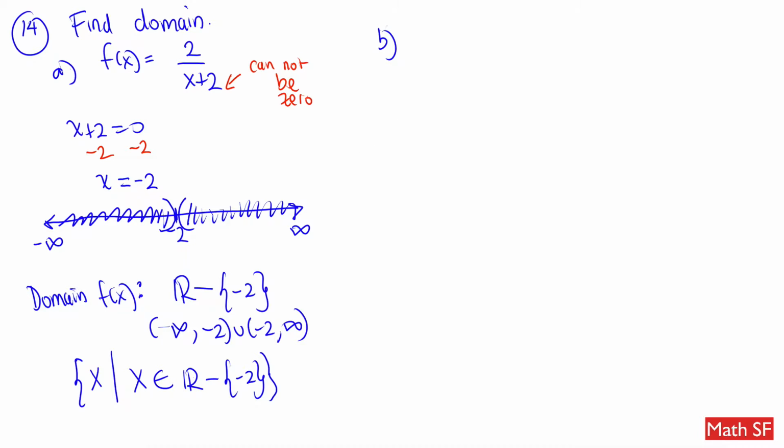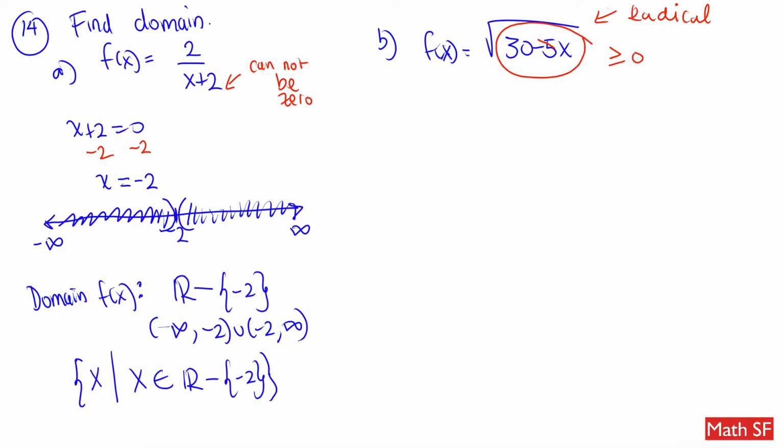Now in part B, they're giving you that f of x is equal to the square root of 30 minus 5x. Now, this is a radical function. So whenever you're working with a radical function, you've got to understand that the inside here, this radicand, cannot be negative. So it means that this must be greater or equal to 0. So that's your setup there. Let's find all the values that make this greater or equal to 0. Those will be the values that you can take. That will be part of your domain. So let's solve for x.